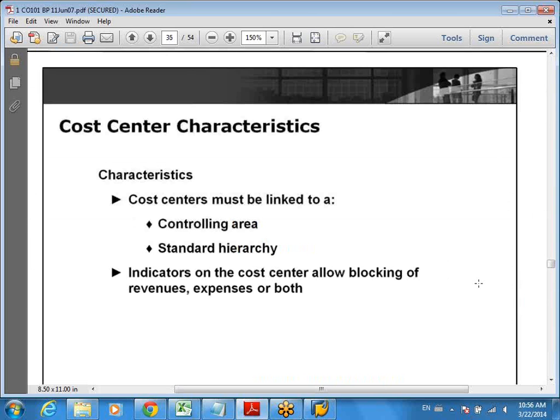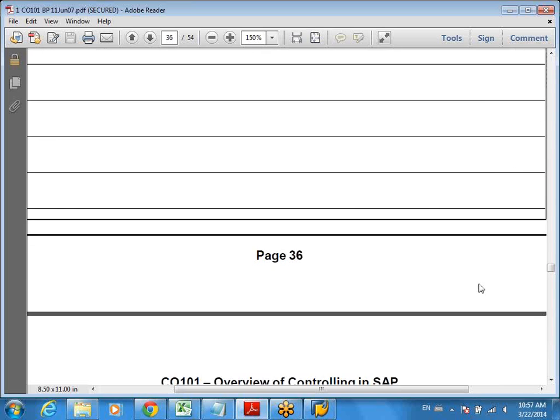Cost centers have characteristics. Cost centers can be linked to a controlling area, obviously, and they have a standard hierarchy, and also have an indicator on the cost center allowing the blocking of revenues. Means you can also track revenues in the cost center. You can track expenses, or you can track both. For the most part, all those things are checked. You do track revenues and expenses at the cost center level, and at the profit center level also.